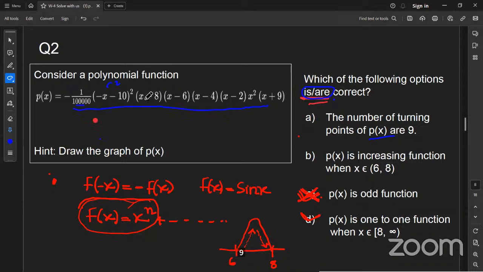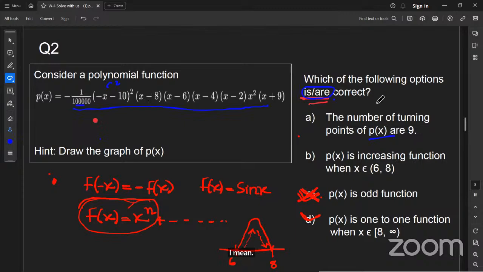The number of turning points is always strictly less than the degree of the polynomial. So what will be the maximum number of turning points? It will be 8 only, right?